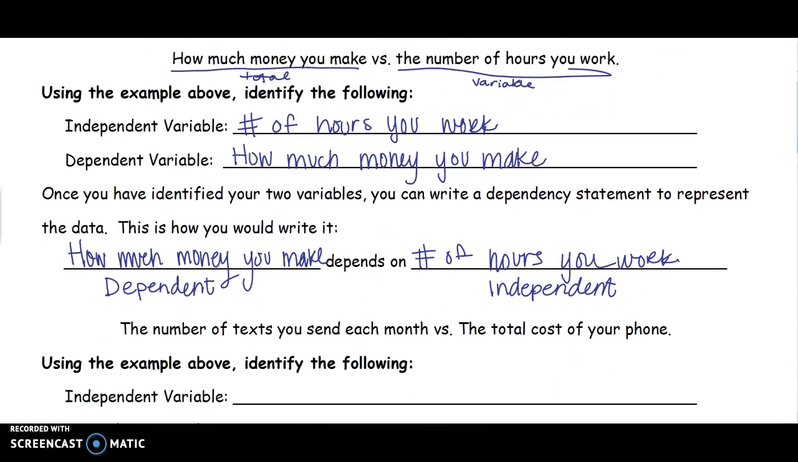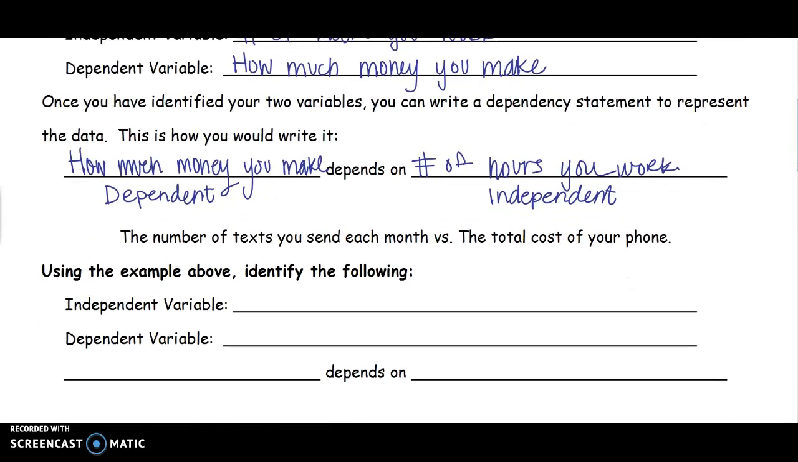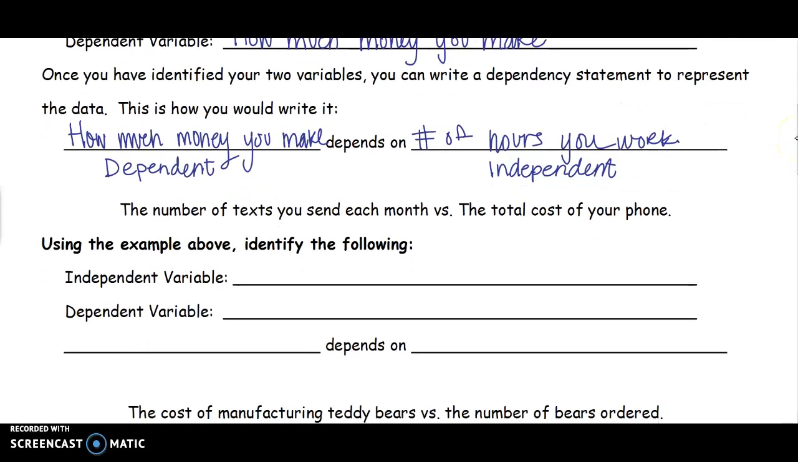Okay, so here's another situation. The number of texts you send each month versus the total cost of your phone. So some of you may have unlimited texting, but back when it first came out, you used to have to pay per text. So it was so much money per text, which then would affect your overall bill. So this is the total cost of your phone. So whenever you see the keyword total, that's going to be your dependent variable.